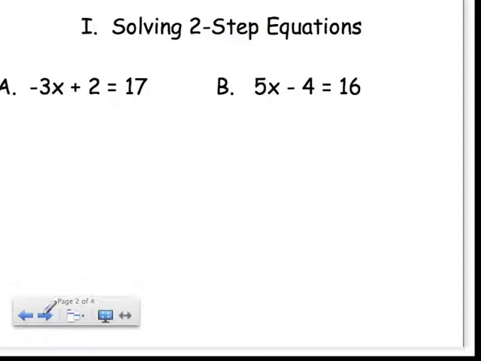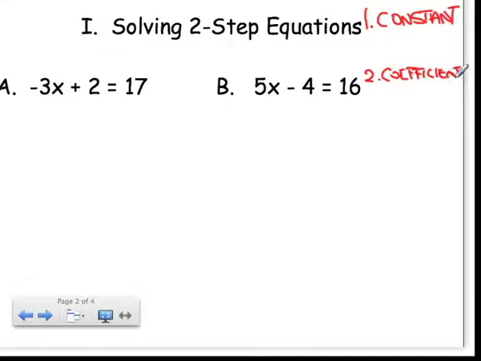I'm going to start by connecting what we do with two-step equations with what we learned solving one-step equations. The two things we learned were, first, how to solve equations that have addition or subtraction, which means we needed to cancel the constants. And second, how to solve equations with multiplication or division, when we needed to cancel a coefficient.